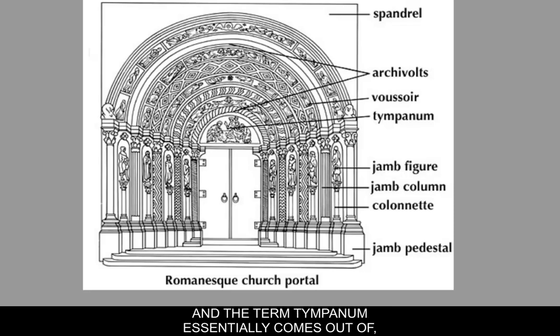And the term tympanum essentially comes out of the tympanic membrane in your ear. A tympany is a reference to drumming and the membrane that runs across the top of a drum. So it's basically a membrane or a sort of ornament that covers the portal on the top in that arch.